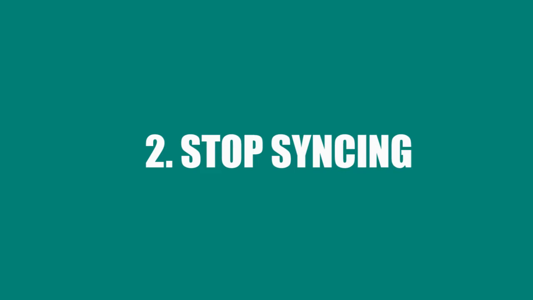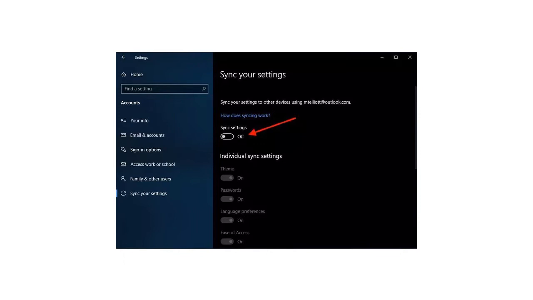Stop syncing. There's a lot of syncing going on in Windows 10. If you signed in with a Microsoft account, your settings including passwords may be synced across other devices you signed into with the same account. If you turn off syncing, your settings and passwords will not be synced across other devices when you sign in with your Microsoft account, so you'll need to do things like enter passwords in manually. To turn off settings syncing, go to Settings, Accounts, Sync your settings. You can either turn off all syncing at once, or you can toggle individual sync settings off.